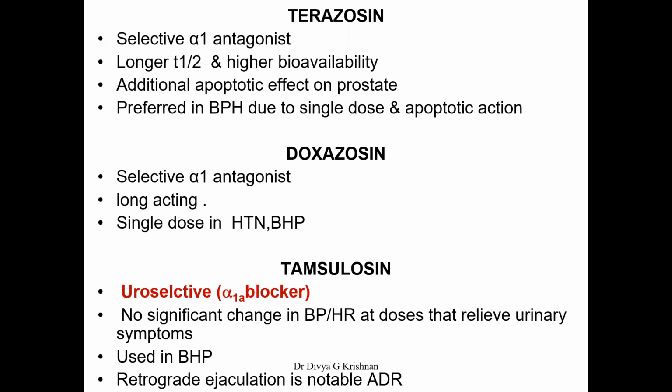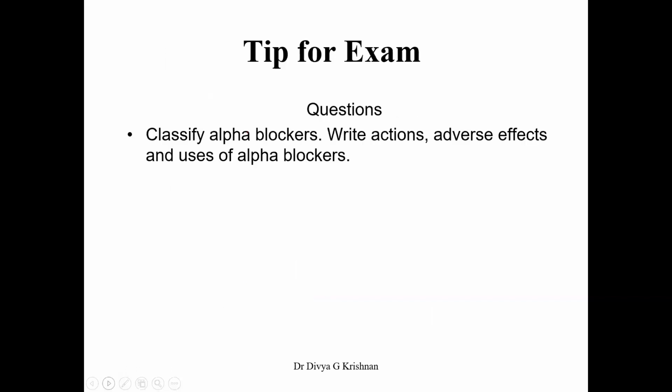Now, take for example another scenario where the patient has both BPH as well as hypertension. In those cases, you can prefer to use drugs like terazosin and prazosin, which will be beneficial both in BPH as well as in hypertension. Now, one of the ADRs of tamsulosin is retrograde ejaculation. So that was the class for alpha blockers.